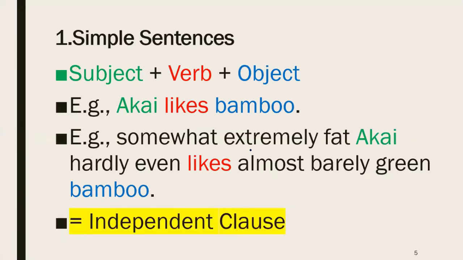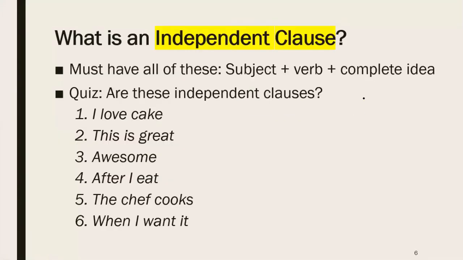Simple sentences are also what's called an independent clause. An independent clause must have a subject, a verb, and must be a complete idea. It must have these three things, okay? So let's look at number one. I is a subject, love is a verb: I love cake. Is it a complete idea? Yeah. So number one is an independent clause.